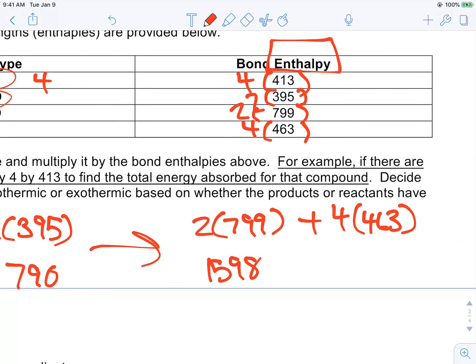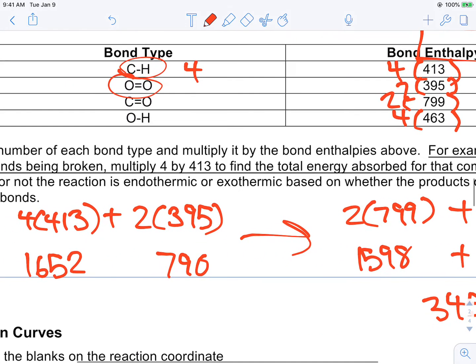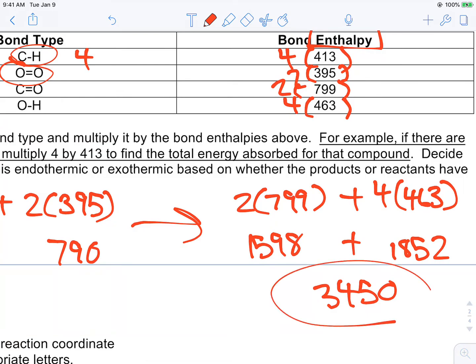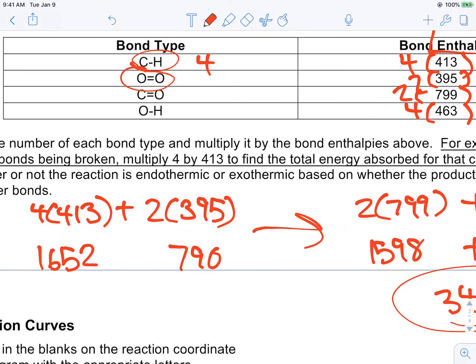4 times 463 is going to be more than 3,000. Total, so that's going to be 1852 here. But if we add that to the 1598, that's going to give us a total of 3450. That, just by looking at this, is going to be higher than this side. 1652 plus 790 is going to be a total of 2442.